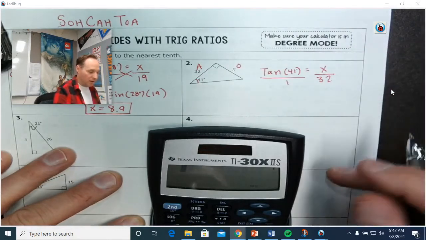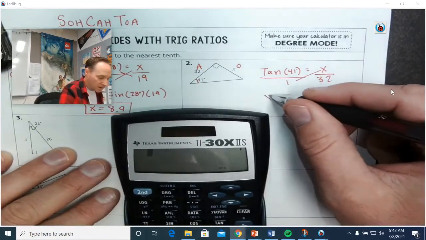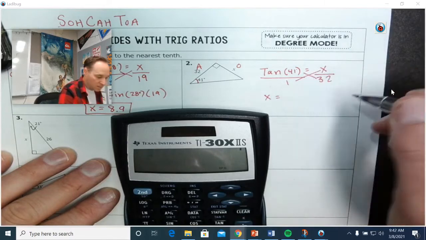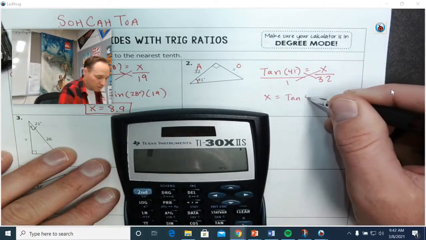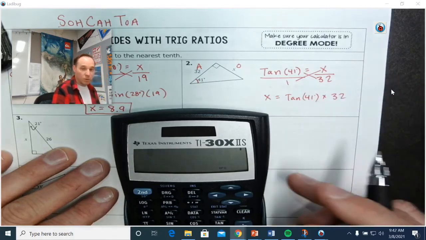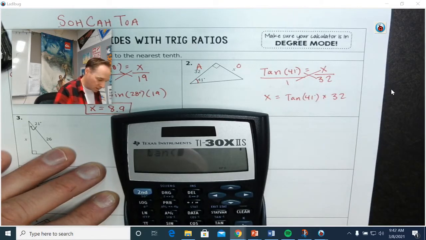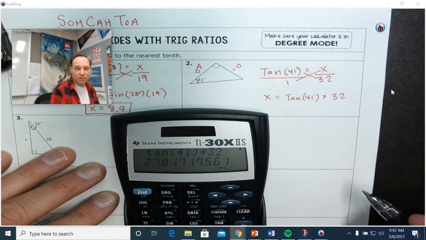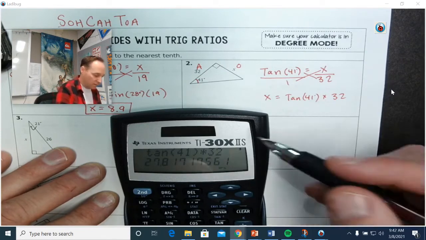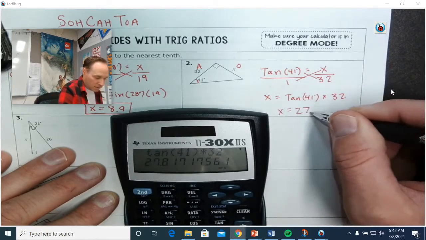Write our proportion, and now we can cross multiply and solve. 1 times x gives us x. Tangent of 41 degrees times 32. Now all we need to do, x is already solved, so we just plug this into our calculator. Tangent of 41 degrees times 32 gives us 27.817. So I'm going to round that, that 1 keeps this in 8, so x is equal to 27.8.